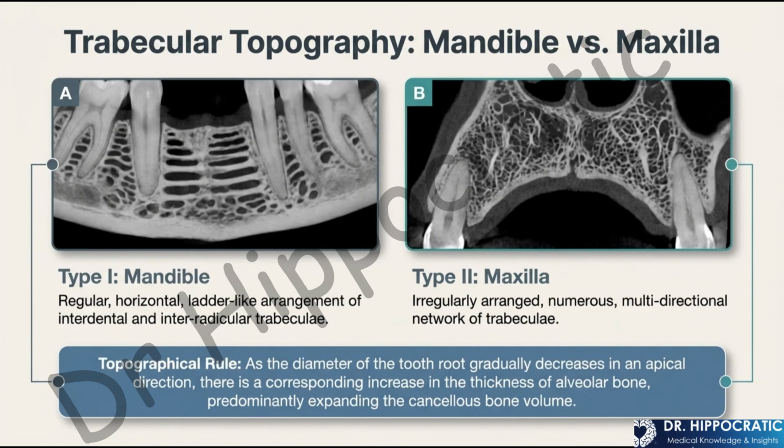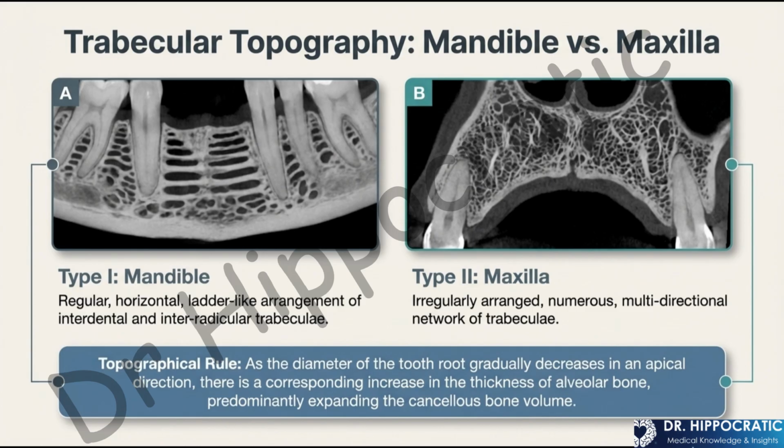The lower jaw is a dense, movable hinge. It takes the absolute brunt of the muscular force when you chew. So because of that heavy unidirectional stress, its spongy bone is arranged in that regular ladder-like pattern. Exactly. The atlas categorizes this as type I trabecular topography.